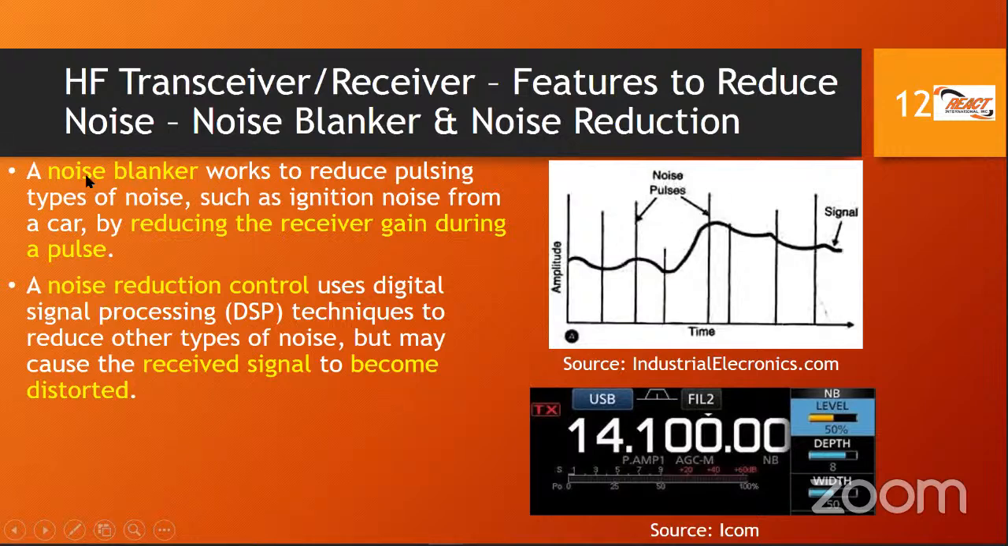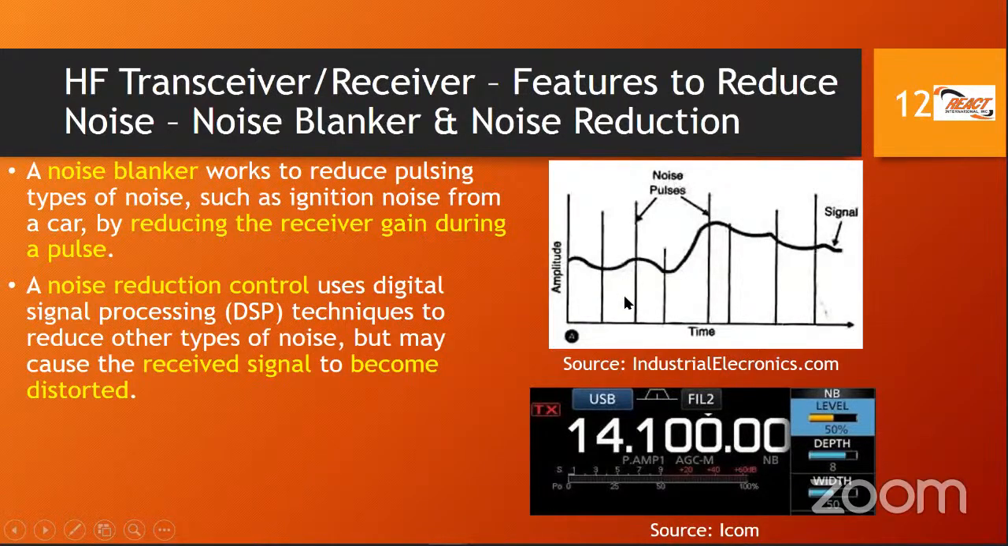But a noise blanker works to reduce pulsing types of noise, such as ignition noise from a car, by reducing the receiver gain during a pulse. So it doesn't reduce it all the time, just during that interference, it reduces it for you, so that it's almost as though it's not there. Looks like magic. And this is what you need to know for your exam. That's what a noise blanker does, and this is how it works.